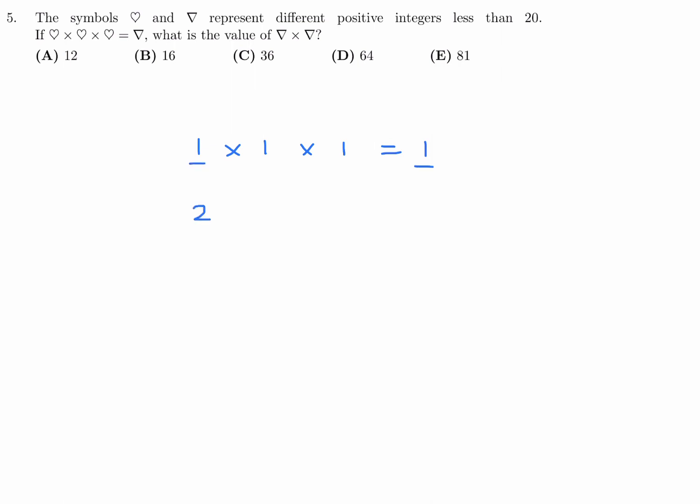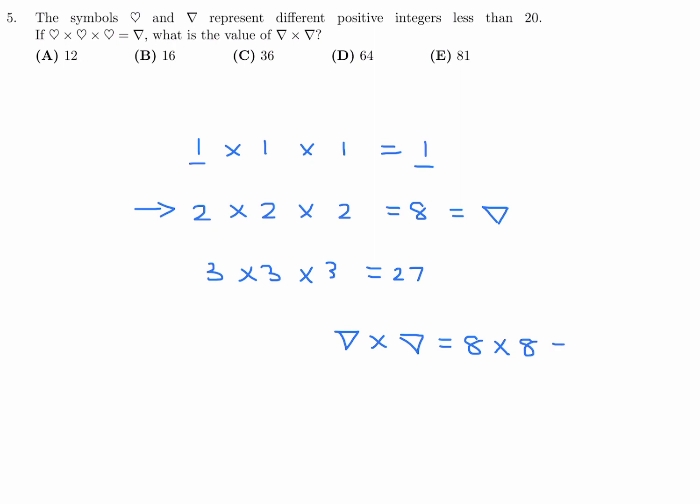Let's try 2 for the heart. 2 times 2 times 2, and that gives me 8. Okay, that's pretty good. Let's try 3. 3 times 3 times 3 gives me 27. Well, the integers have to be less than 20, and 27 is obviously not less than 20. So the only one that actually works based on the parameters of the question is that one. So that basically means that 8 is equal to that triangle. So triangle times triangle would be the equivalent of 8 times 8, and that is 64. So number 5, the answer is D.